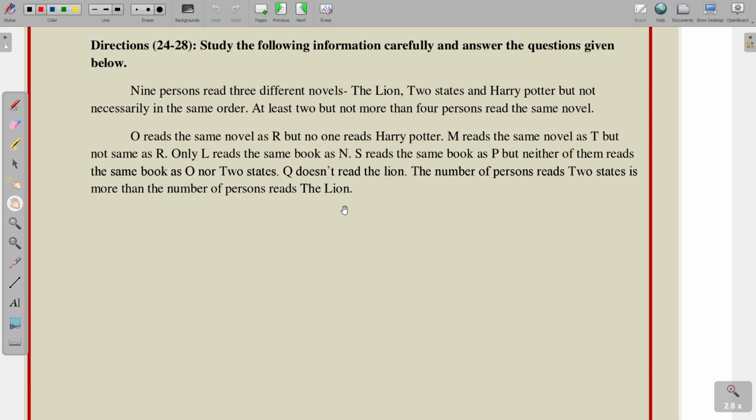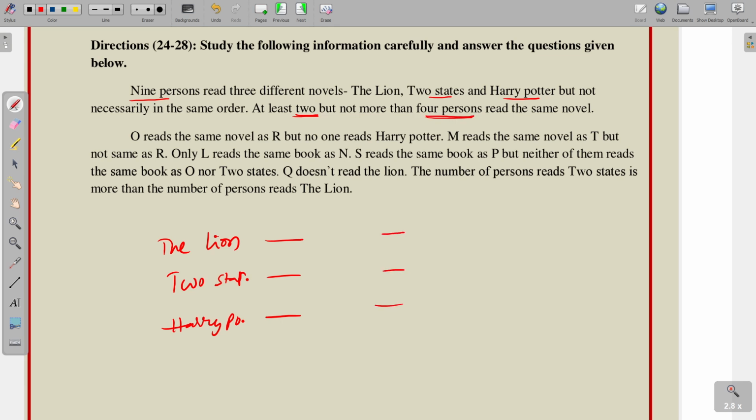Questions 24 to 28. Nine persons read 3 different novels, The Lion, Two States and Harry Potter, but not necessarily in the same order. At least 2, but not more than 4 persons read the same novel. So here we have totally 3 novels: The Lion, Two States and Harry Potter. Totally 9 persons are there, so at least 2 persons must be there and at most only 4 persons can read each.